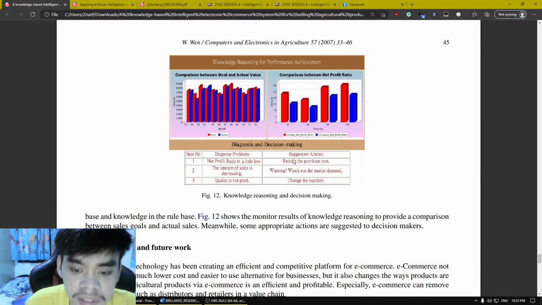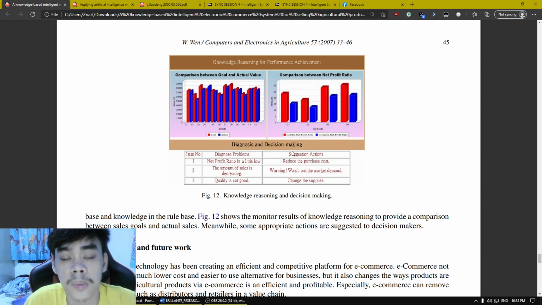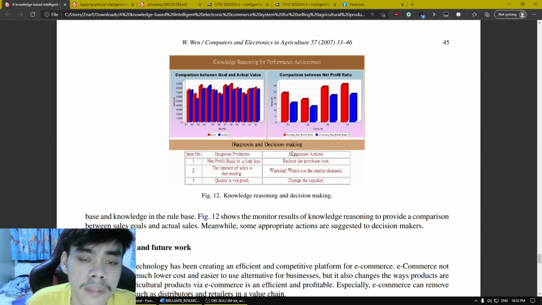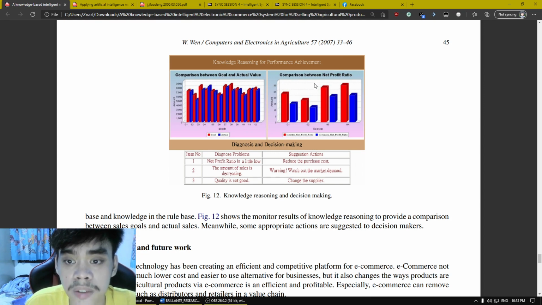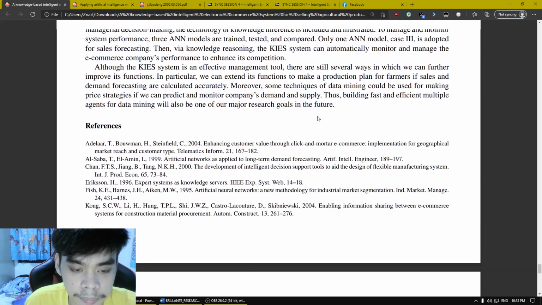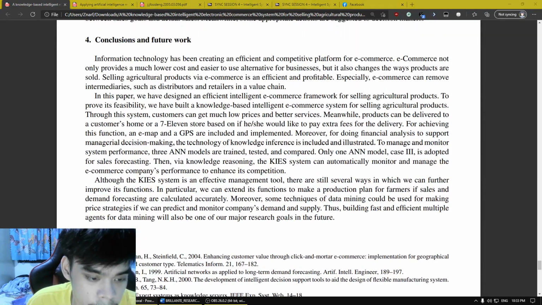This is the knowledge, reasoning, and decision making. Because of the rule-based AI, it can gather, perform, and provide the data for performance achievement. The first graph, I'm very sorry, talks about the comparison between goal and actual value, and the second graph talks about the comparison of the net profit ratio of that specific store. So let's go to the conclusion part.